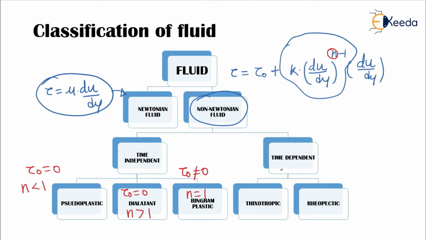Now, when it comes to time dependent fluid, so this is thixotropic fluid. Here again, tau naught value will not be 0. Rheopectic tau naught value will not be 0. But at the same time, the thixotropic fluid will show the behavior as n value is less than 1, while in rheopectic n value is greater than 1. So these are the basic things which are important from objective point of view. The questions can be asked from those.